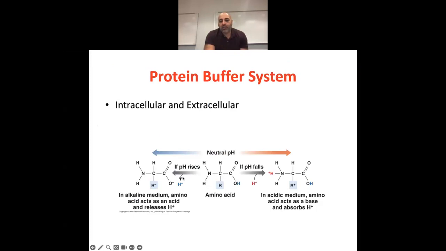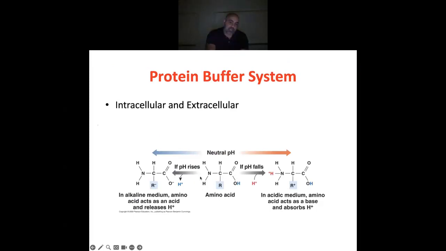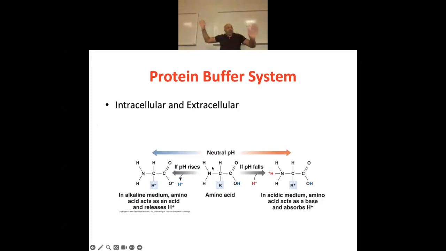So protein buffer, it's the same way. It's just amino acids doing the job. If the pH is too low, it'll bind hydrogen ion. If the pH is too high, it'll release hydrogen ion. It's not as strong as the bicarb buffer system. Like, the bicarb is the best. Okay, it is the gold choice.